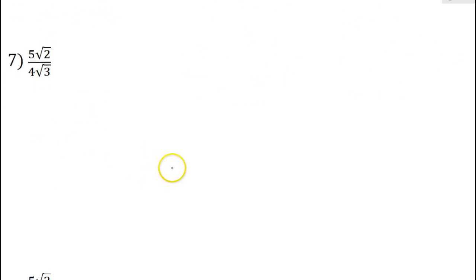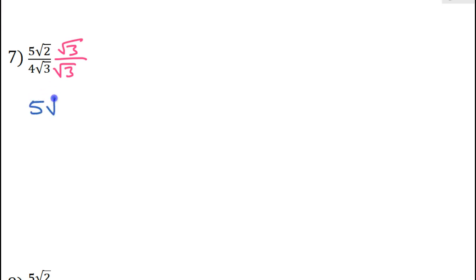Okay, how about number 7? Okay, there's nothing to simplify. That's the good news. The bad news is I can't simply divide radical 3 into radical 2. So I will have to go ahead and do radical 3, multiply by radical 3 in the numerator and the denominator. So in the numerator, that's going to give me 5 radical 6.